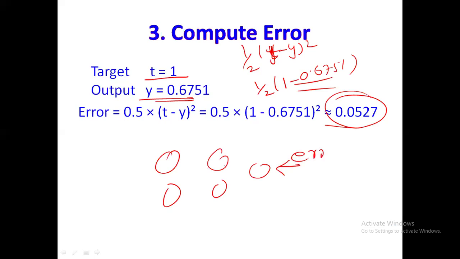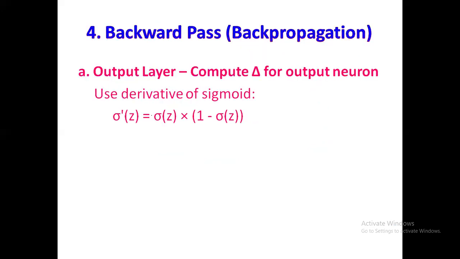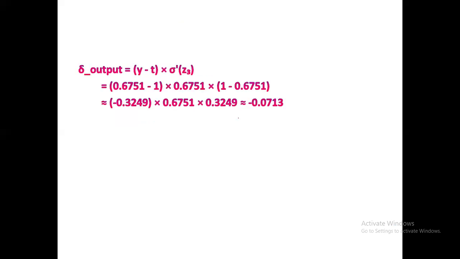the error will be sent back to the hidden layer and input layer. Still we get the zero error. So for the output layer, we have to compute the backward pass. Compute the delta for the output neuron. Use the formula del z is equal to sigma z into 1 minus sigma z. This formula we have seen, and the del output is given by (y minus t) into sigma dash of z3.